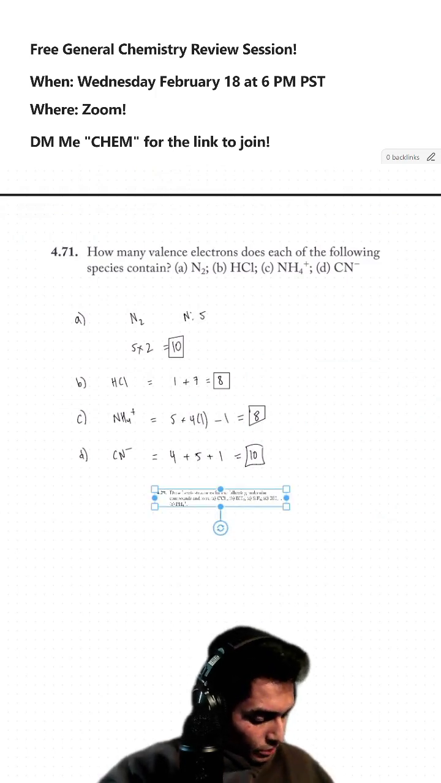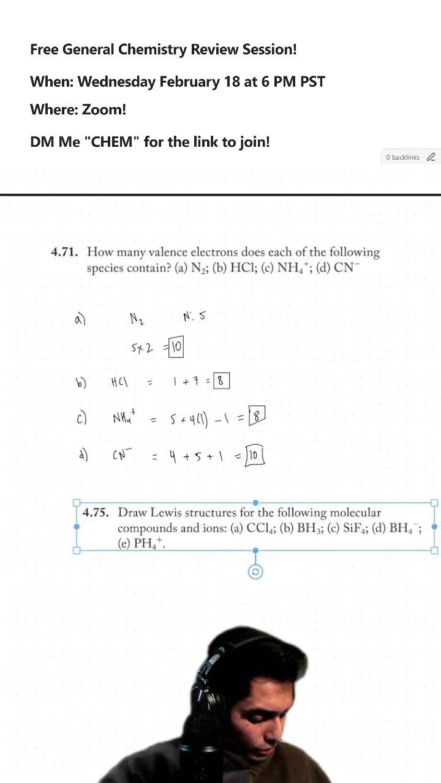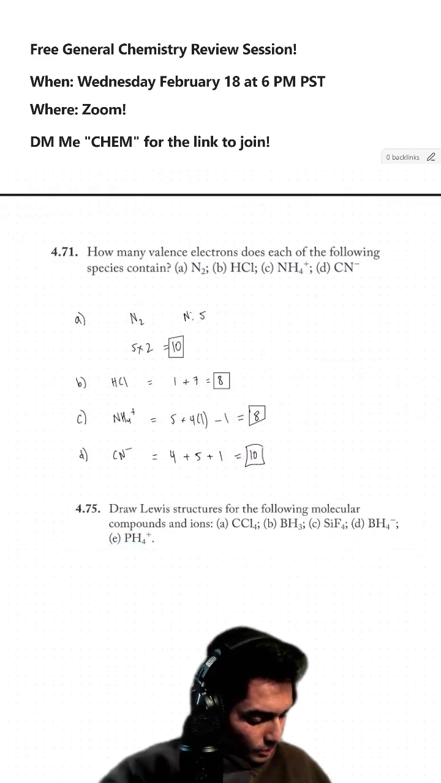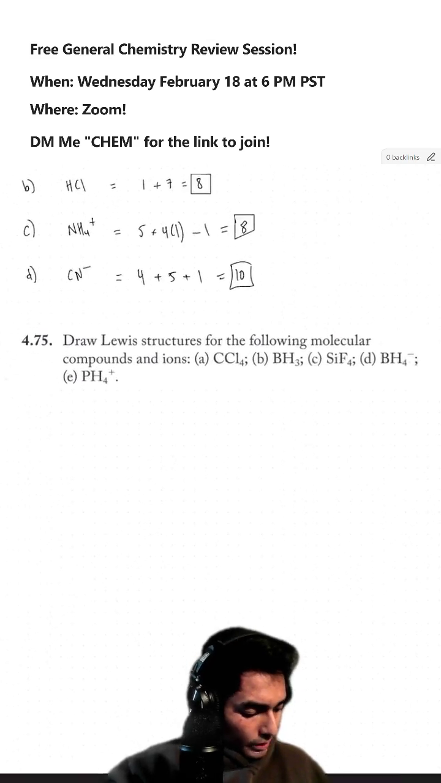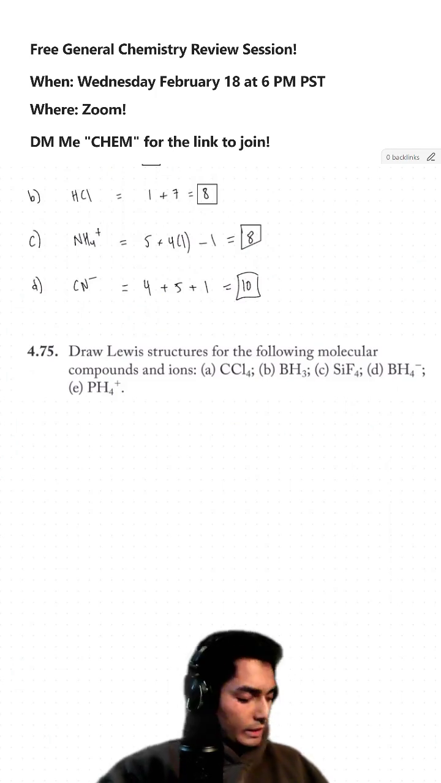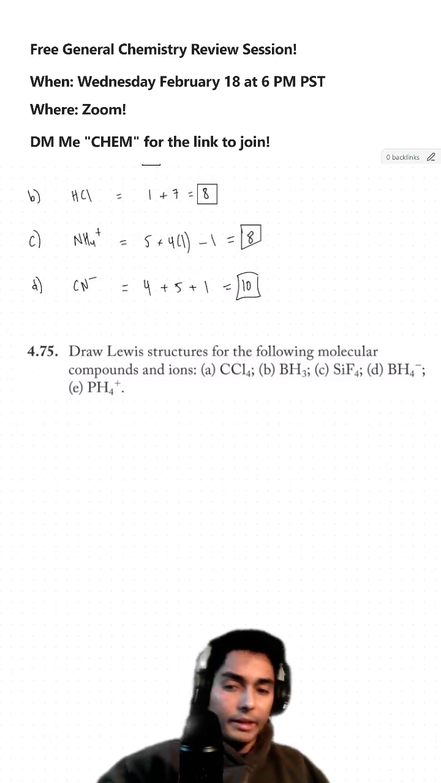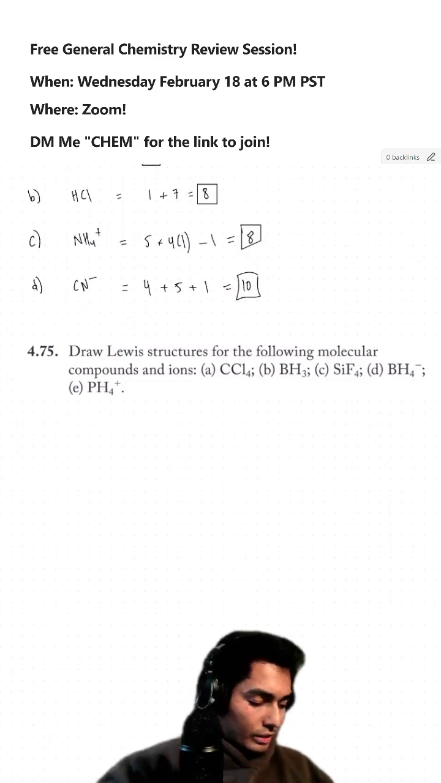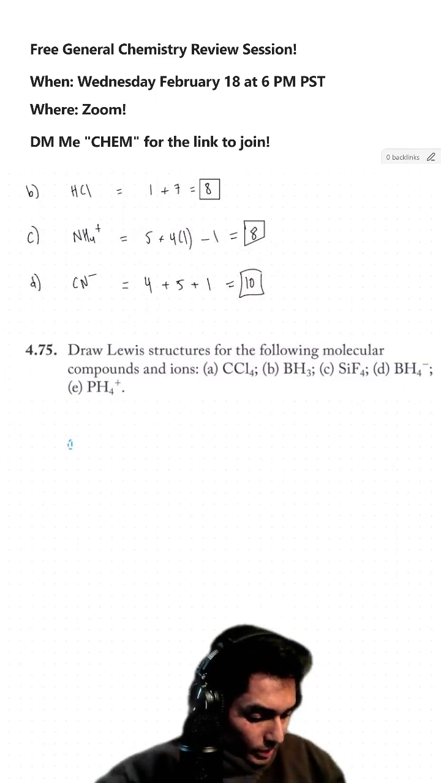Okay, so the next one we're going to do is drawing the Lewis structures for each of these. We're going to draw the Lewis structures for CCl4, BH3, SiF4, BH4 minus, and PH4 plus. I'm going to go with CCl4 first, and that's going to be my first compound.